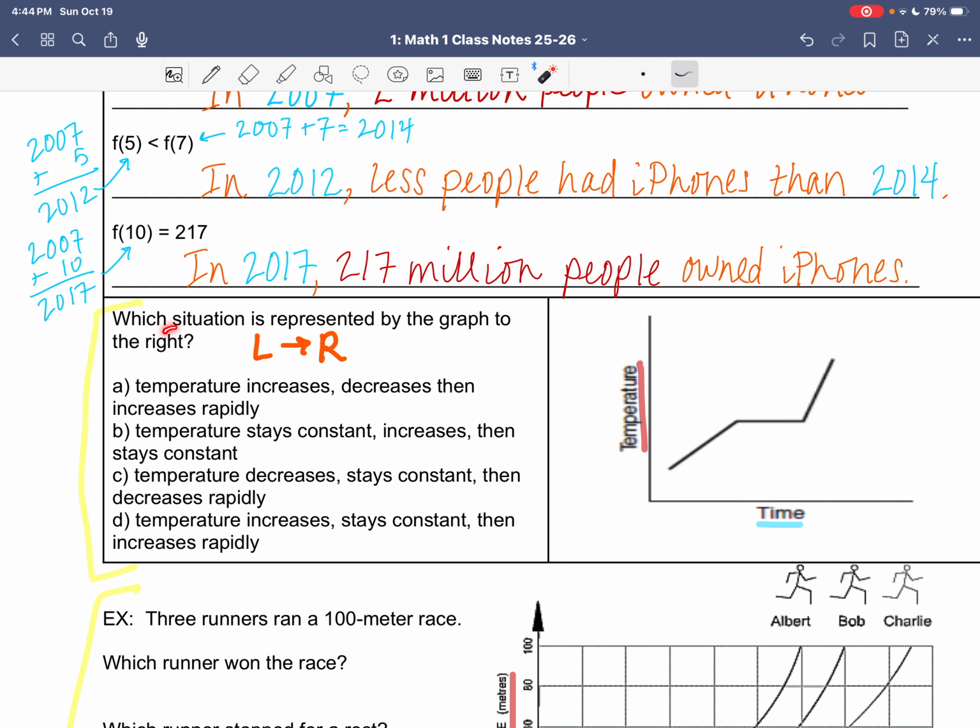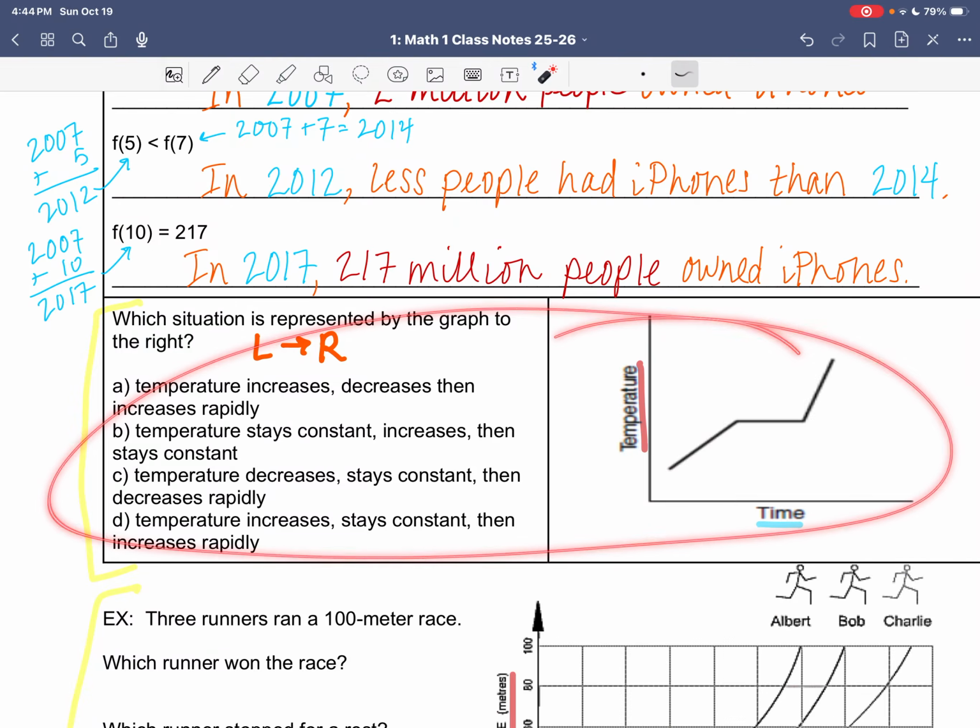All right, so now what you're going to do is look at this graph, and then it wants to know which situation is represented by the graph. And remember, you're going to read it going left to right. So which answer matches this graph? Go ahead, complete this one.